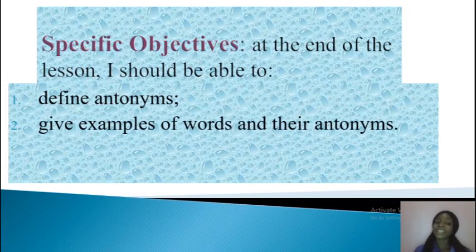And number two says that you should be able to give examples of words and their antonyms. Repeat after me. Say, I should be able to give examples of words and their antonyms. Yeah. So that's what we are going to be looking at today. Just like I've said earlier, it's going to be a very short class. As you can see here, we have just two specific objectives for today's class. Now let's get the ball rolling.